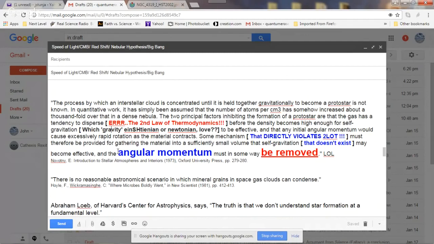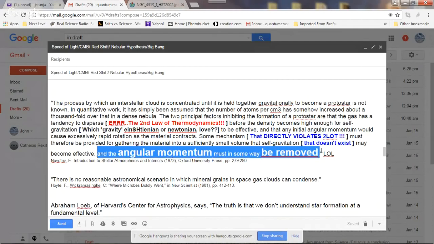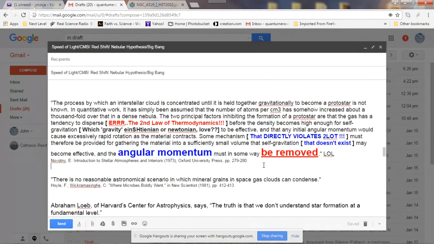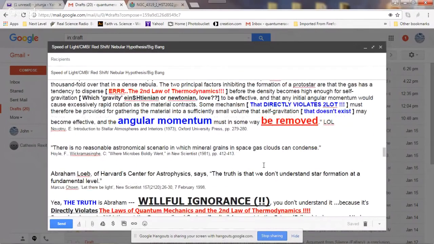And this is the big one. Listen to this. And the angular momentum must in some way be removed. I mean, are you kidding me? You got to be kidding me. This is like telling me that you got ribeyes but now you got to remove the cow. Yeah, it's ridiculous. There's flaws everywhere you turn, and for this to be still generally accepted is just beyond me. It reeks of dogma.